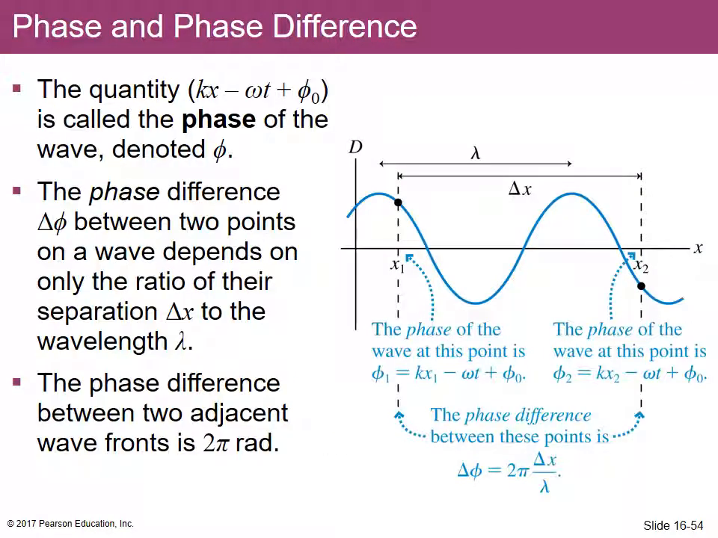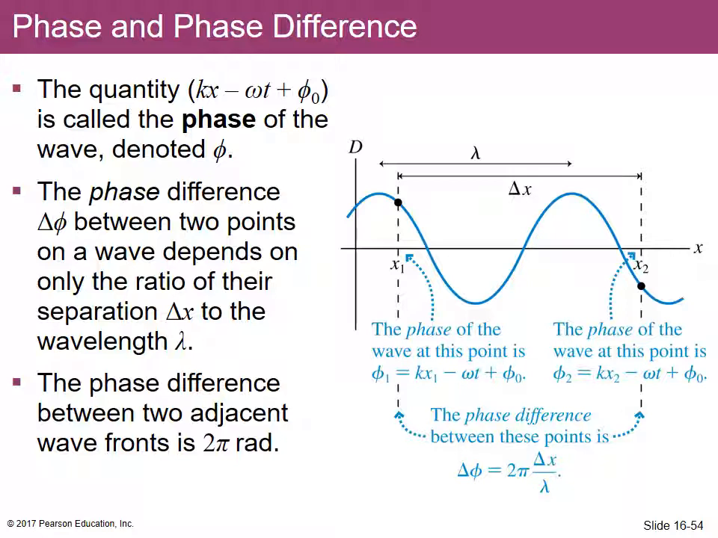In our displacement equation, the quantity kx minus omega t plus the phase constant is called the phase and is denoted by the Greek letter phi. So far, we have only considered the distance between crests or troughs of a wave. The distance is one wavelength, and the phase must equal 2 pi.